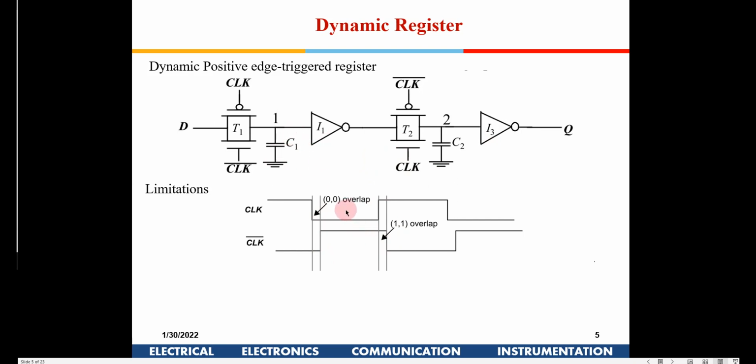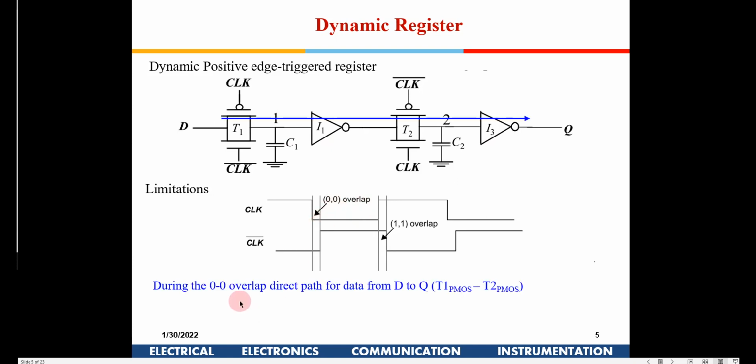So what is the problem in that? If you see here, during the 0 0 overlap, this PMOS is turned on, and this clock bar is also low, so this PMOS also is turned on.